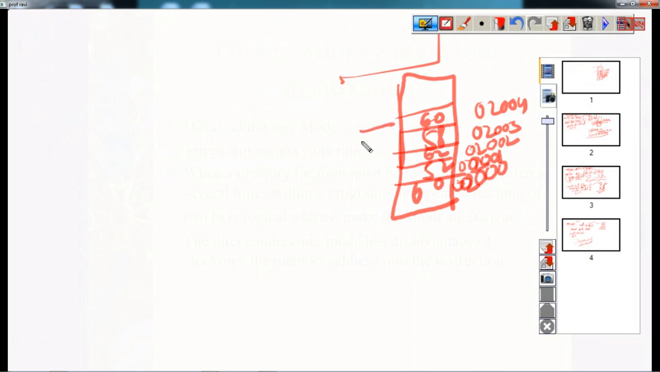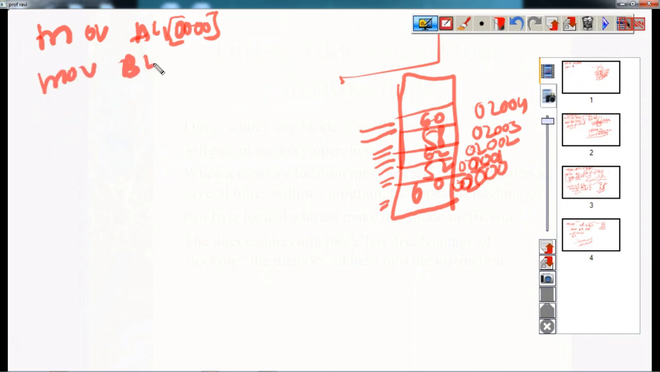So the next task given is to add these bytes, like an assembly language program to add these bytes. If you use memory addressing mode, you will be writing a program like this: MOV AL, 0000, and MOV BL, 0001, and ADD AL, BL is what you can write.